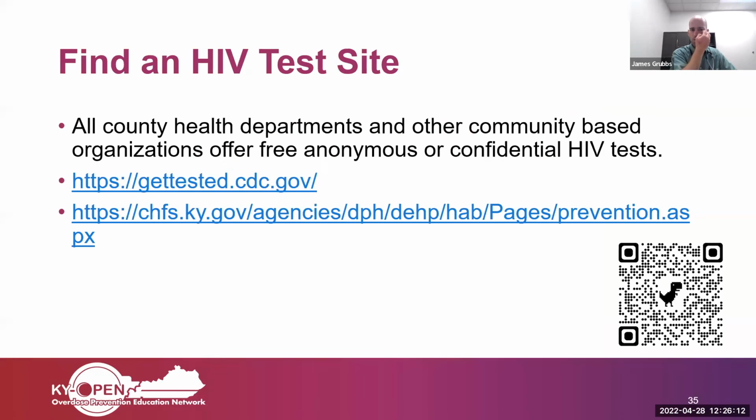And so this is just looking at other sites where we might be able to find HIV testing availability. Again, all county health departments and other community-based organizations offer free, anonymous, confidential testing. And then there's also this website called gettested.cdc.gov, and it lists places where you can get tested for HIV. And then this is a more Kentucky-specific page that talks about places where you can get tested.